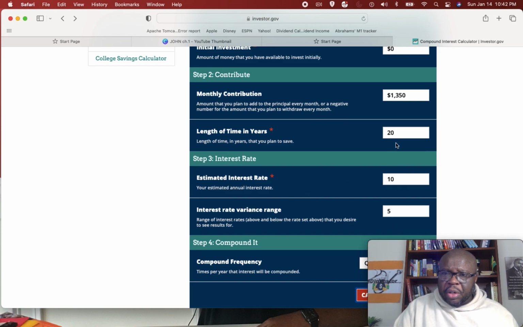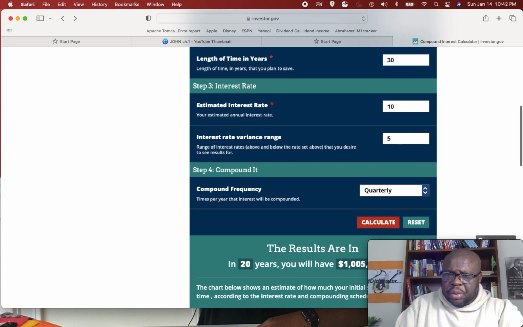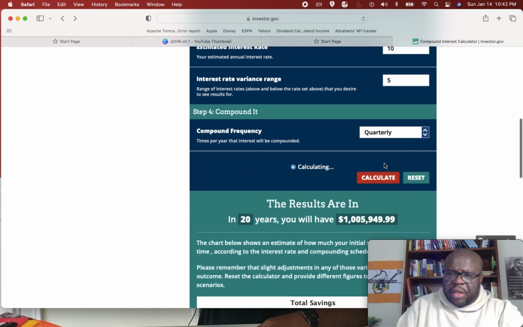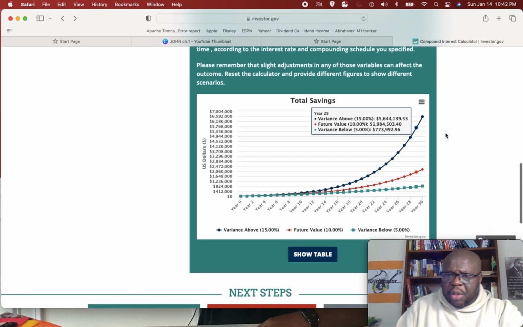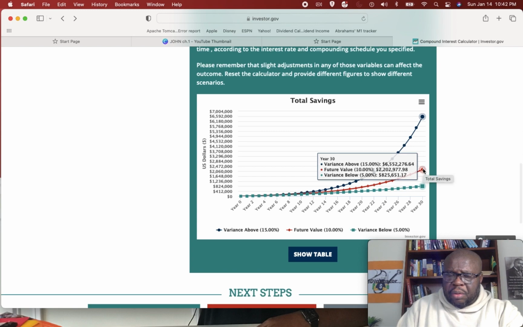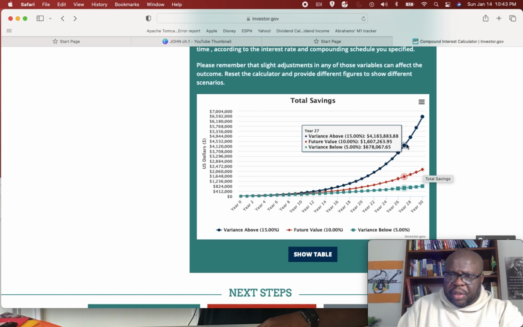catalyst, because when you bring this back down to $1,000 and you go to 30 years, let's see where we are. Still doing $1,000 a month. In 30 years, we're over $2 million, at 10% return. Obviously, at 15% return, we're at $6.5 million.